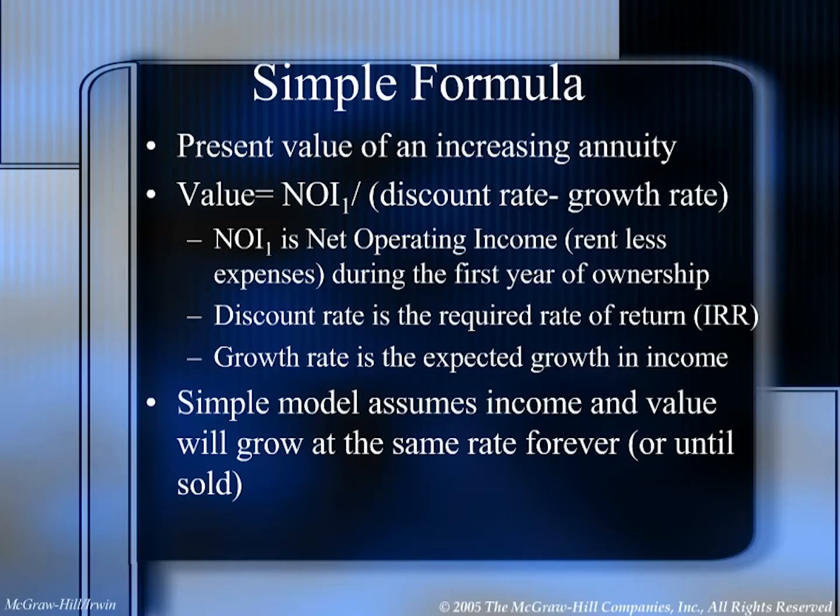We're saying the value of the real estate is equal to the NOI next year divided by the discount rate minus the growth. The NOI is the net operating income in the first year of ownership. The discount rate is the required return, and the growth rate is the expected growth that will be constant throughout the life.